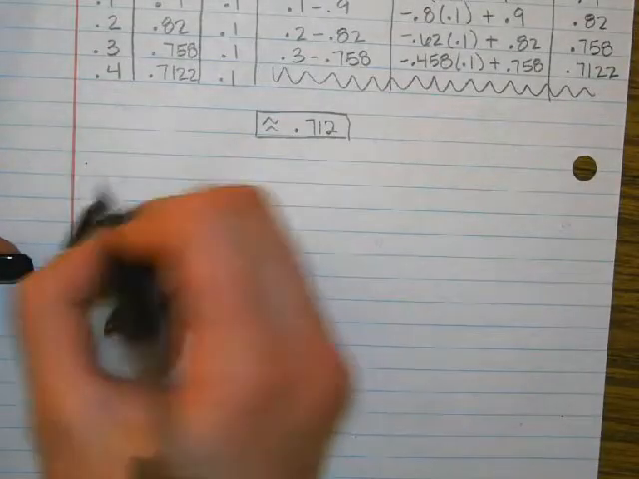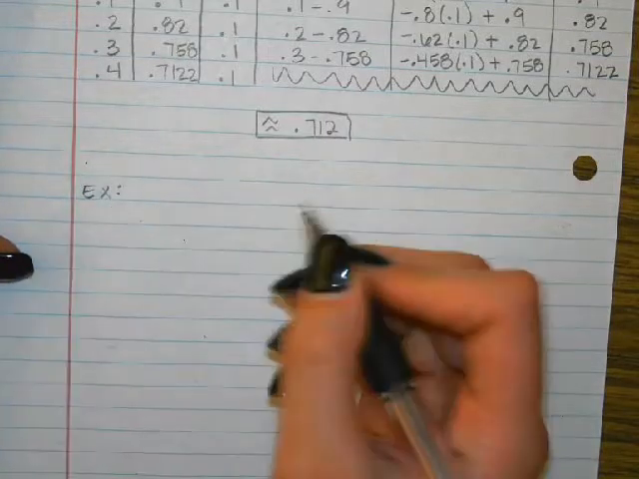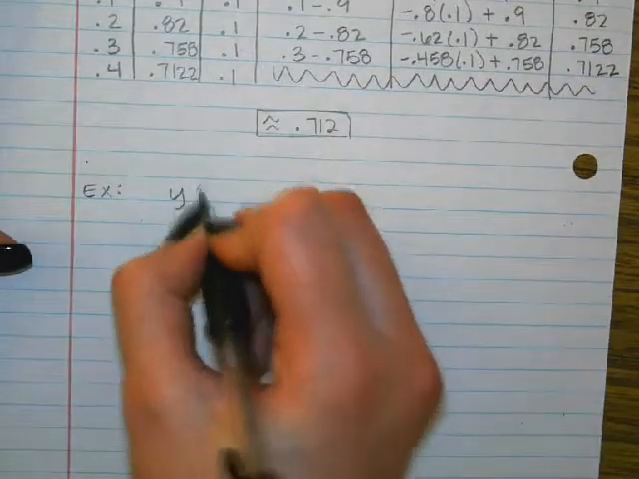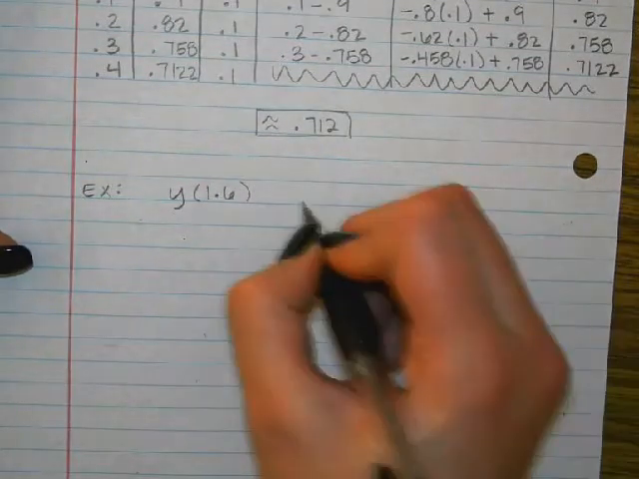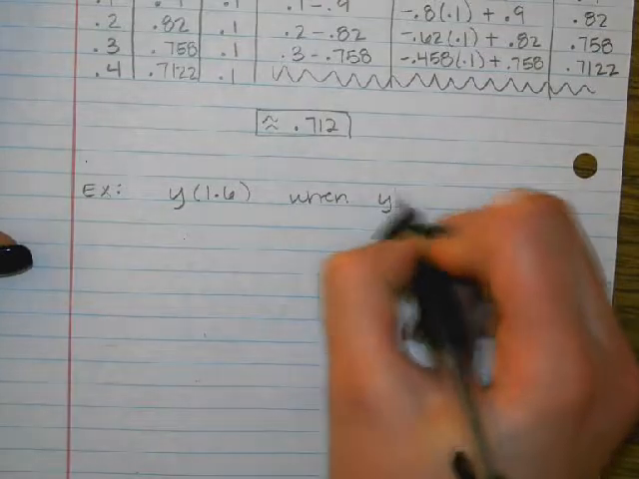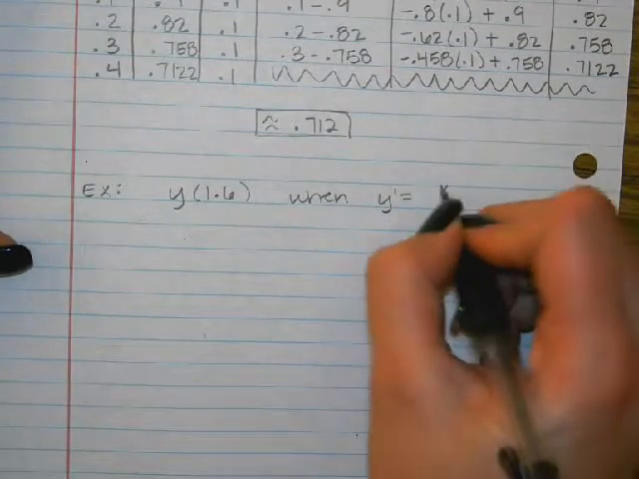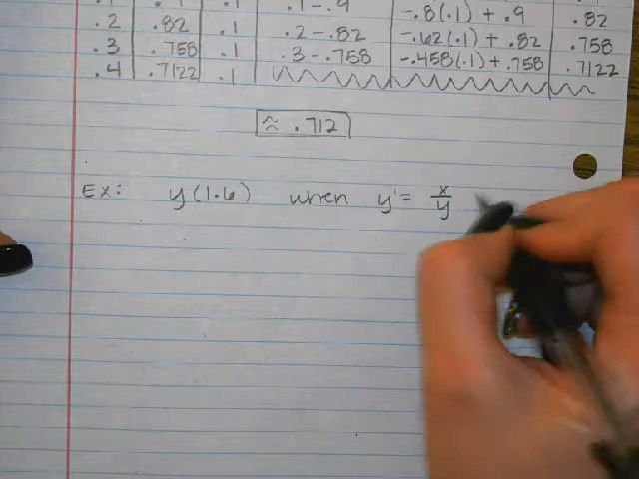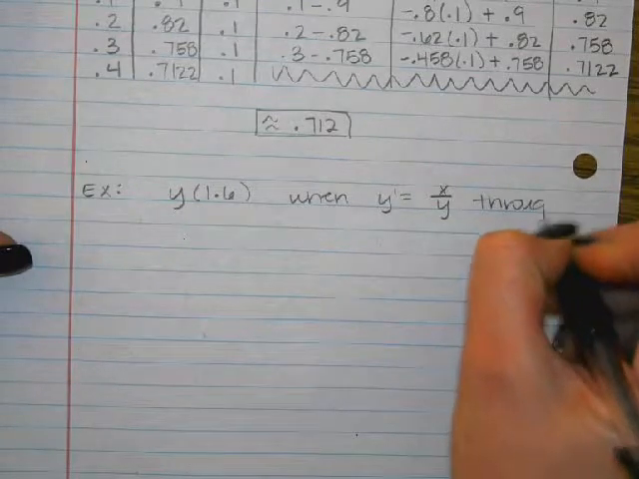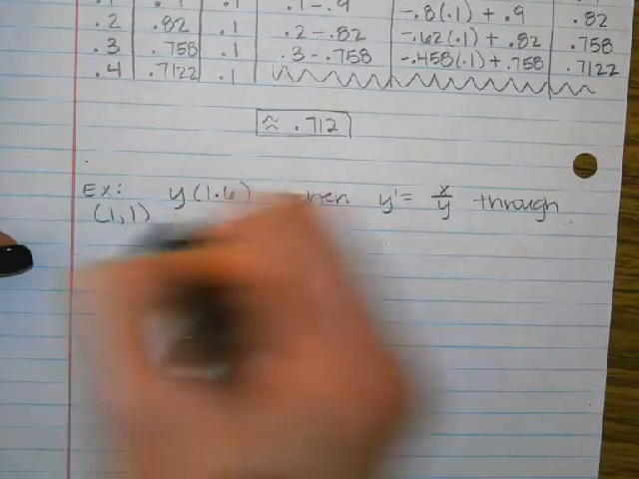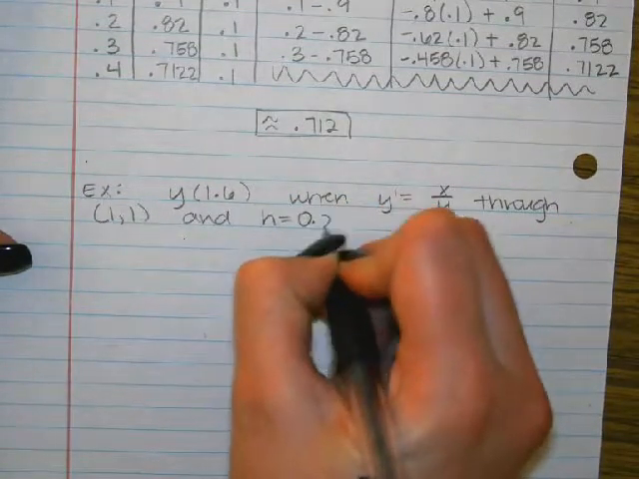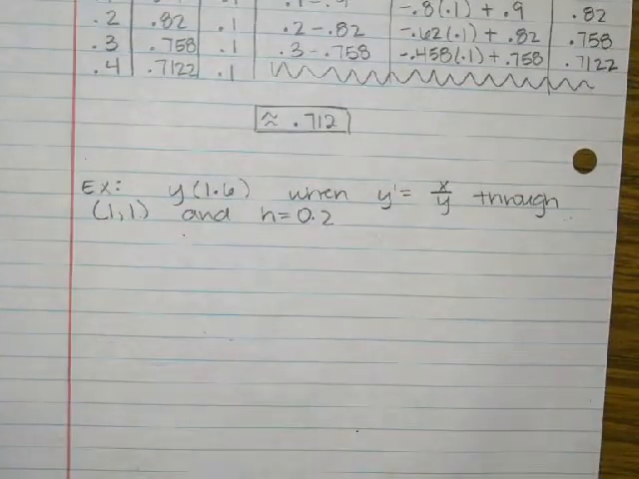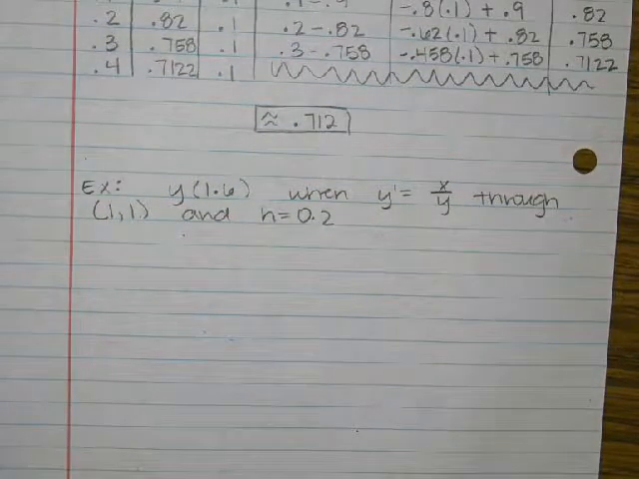All right, we're going to try another one. We're using Euler's Method again. We're going to say y of 1.6 when your differential equation is y prime equals x divided by y through the point 1, 1 and h equals 0.2. So this problem is identical. It's just that they are giving you the information phrased a little bit differently.